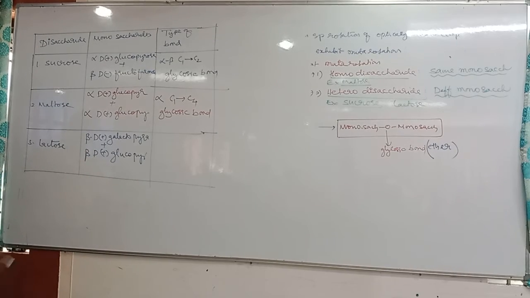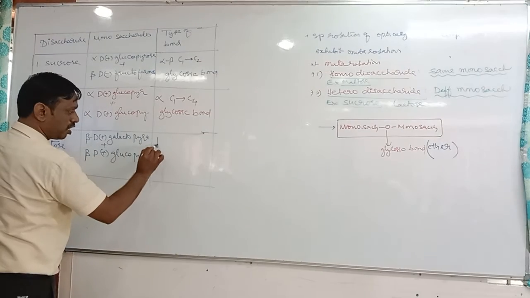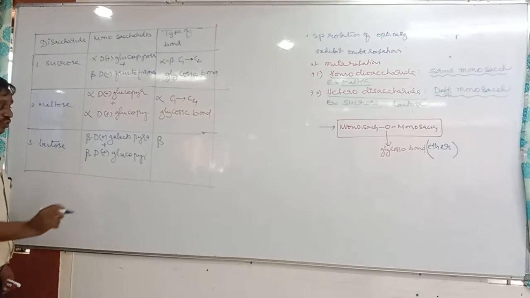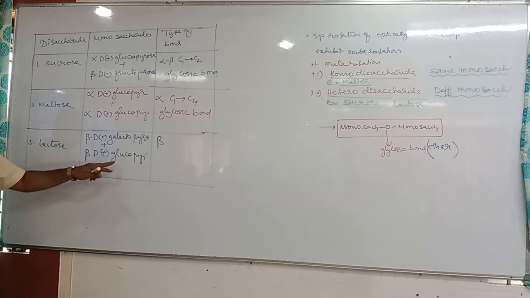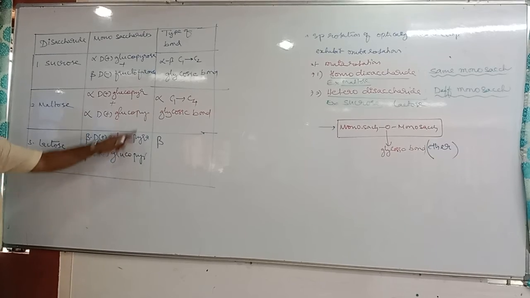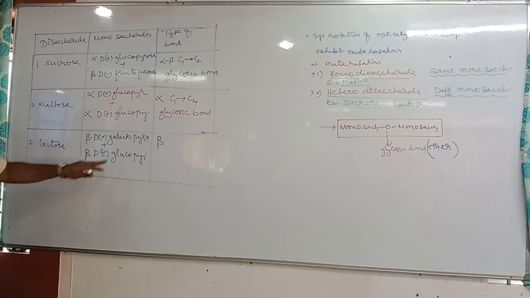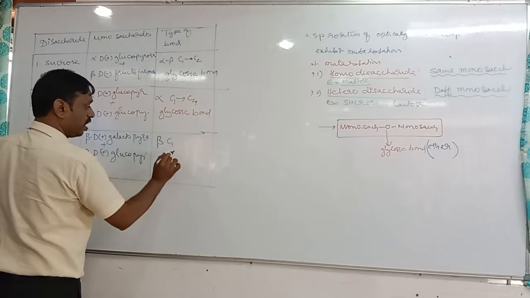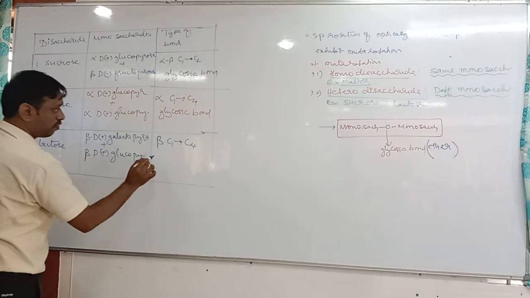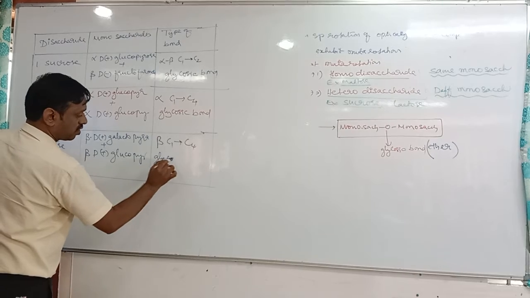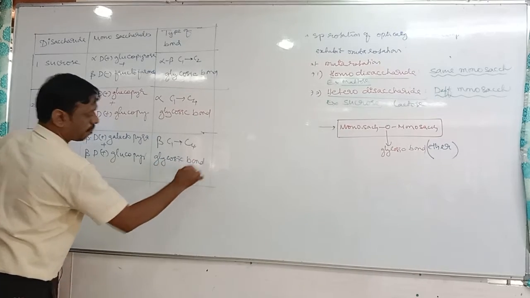Since both are beta, what is the bond? Beta bond. Then what is the linkage? Again, the first carbon of galactose is linked with the fourth carbon of glucose, similar to C1 to C4. But here it is the first carbon of galactose and the fourth carbon of glucose. C1 to C4 glycosidic bond.